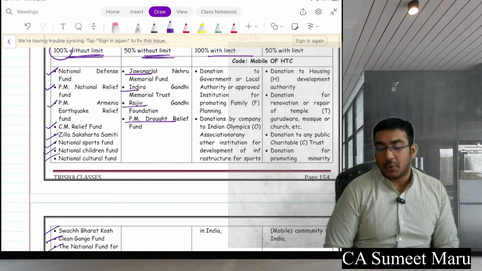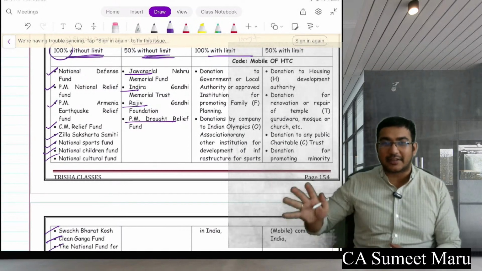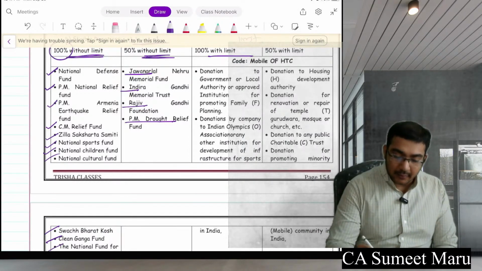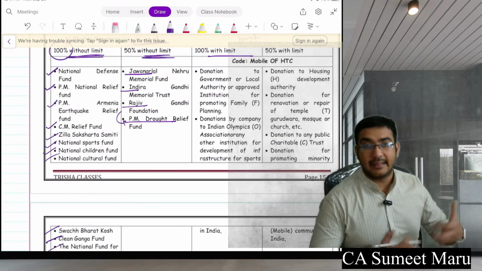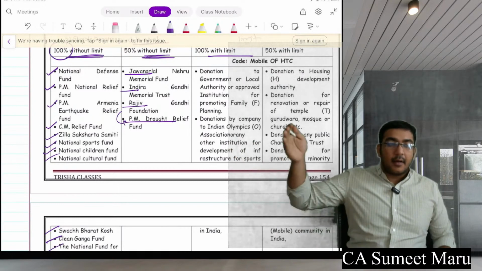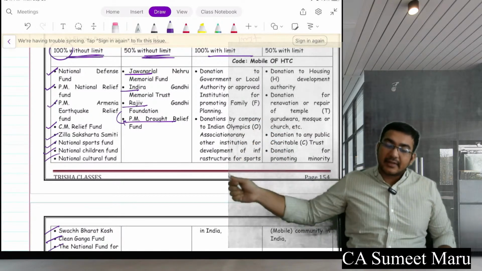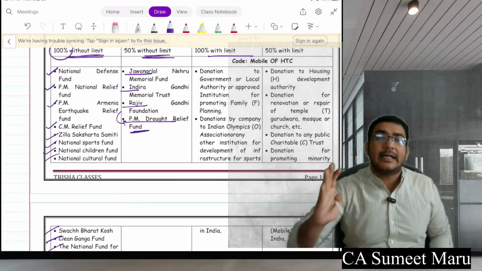So Jawaharlal Nehru, Indira Gandhi, Rajiv Gandhi, you can see all they are related to one family, and no PM from now, so PM drought relief fund. Okay, you can remember in this way. So ahead of this, all the 100%. For this, however much you pay, you will get 50% of it as deduction.